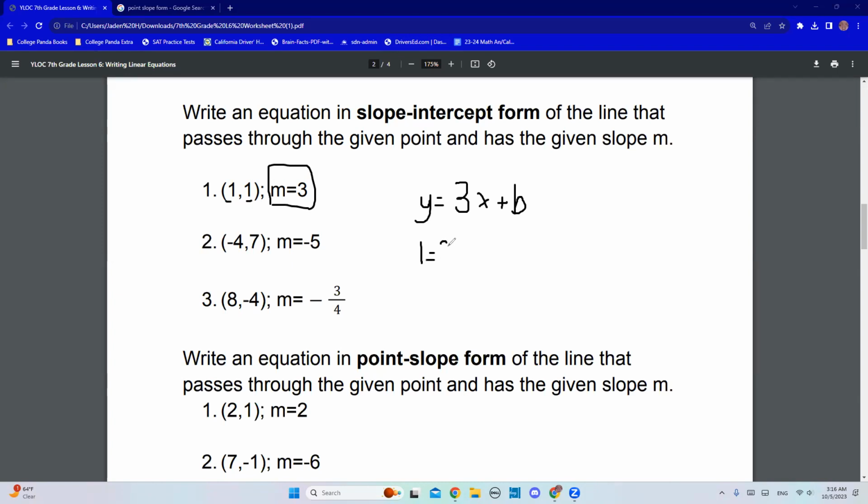So for y you plug in 1, and for x you plug in 1 as well, since you know that (1, 1) will be on the graph. So 1 equals 3 plus b, and then b equals negative 2. So that gives us our y-intercept, and your final answer will be y equals 3x minus 2.